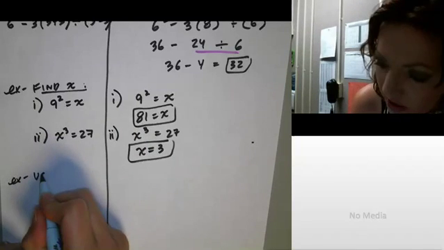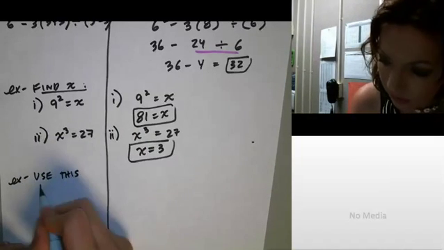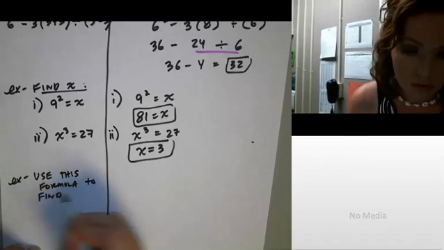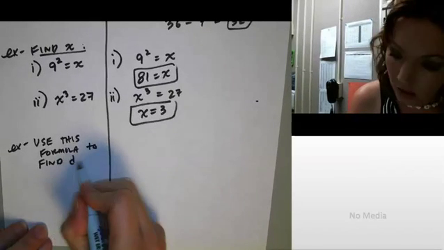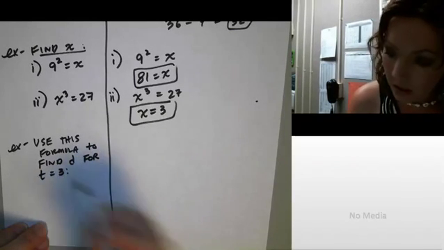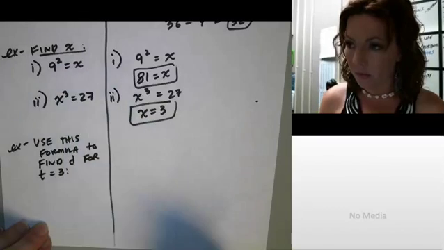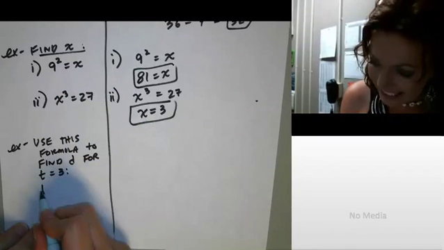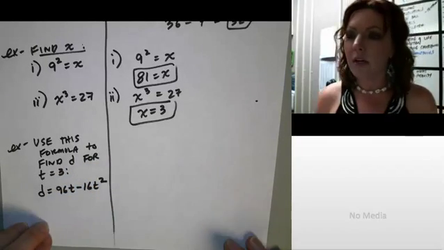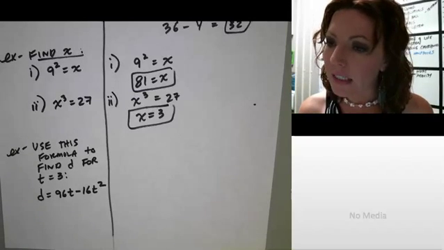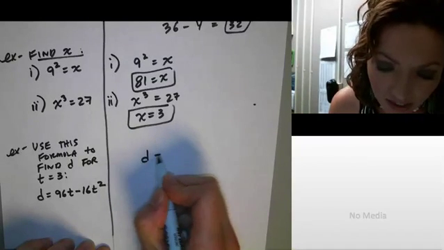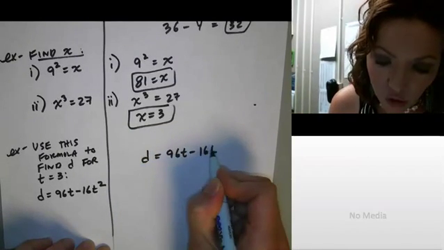Yay, very exciting. Okay, use this formula to find D, for t equals 3. The formula that we're given is D equals 96t minus 16t squared. And we want to use that to find D when t is 3.